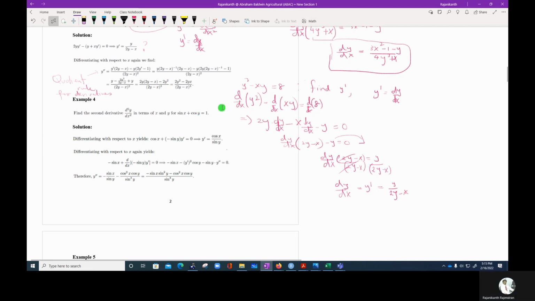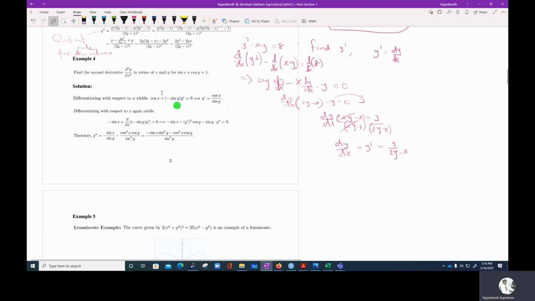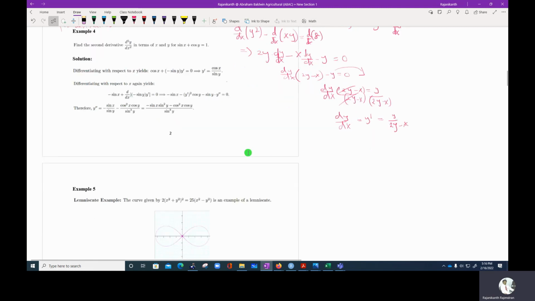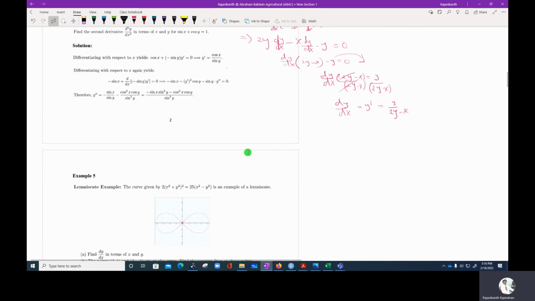Okay, the remaining problems are solved like that. You have to first find dy over dx, solve for dy over dx. Then if you are asked for d2y over dx2, again one more time take the derivative. So all the work is done here. You just go through and let me know if you have any questions.